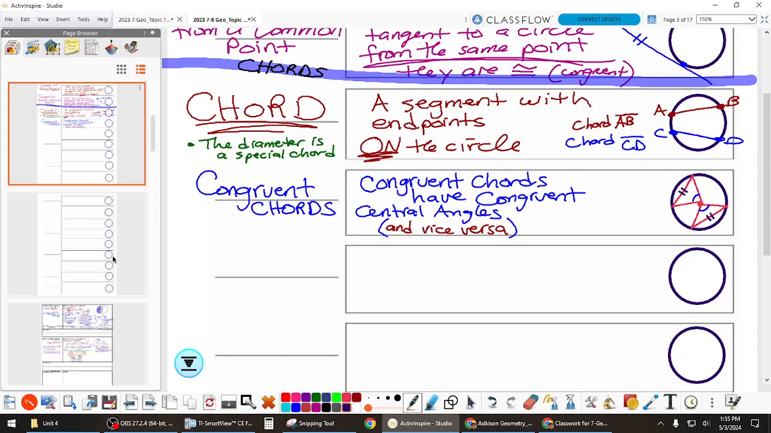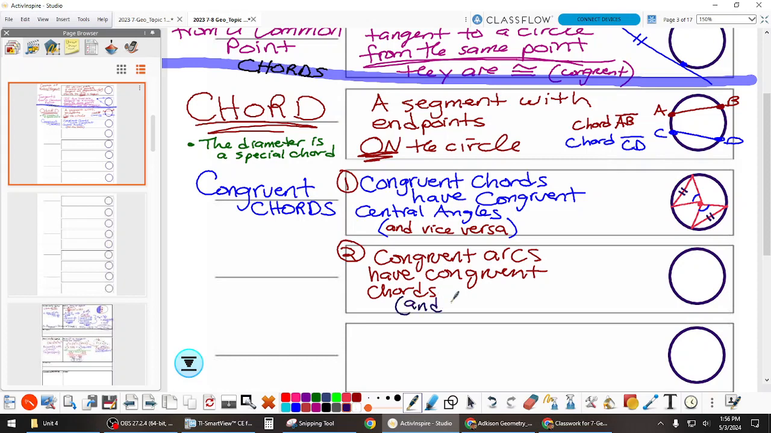Okay, next. Let's number these so you can see a list, but this is still under the header of congruent chords. So this one will be congruent arcs have congruent chords. Also, this one the converse is also true, but we can just say "and vice versa." So if you have a congruent chord, you also have a congruent arc. Again, this one is a slightly different version.